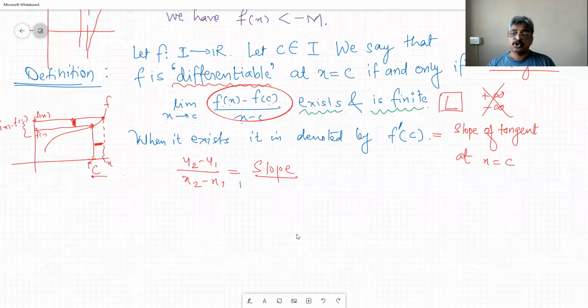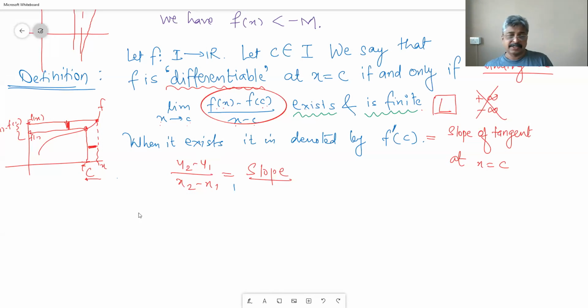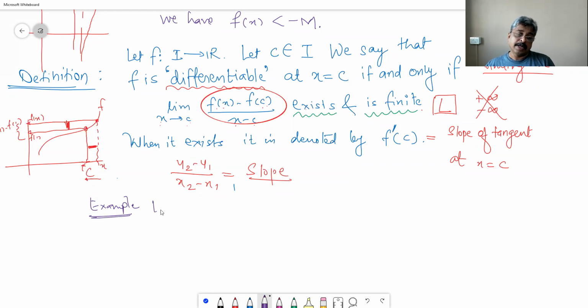Suppose I give you the simplest and most friendly function f of x. Example: let f of x be equal to x raised to 4. For example, find f dash at 2. Suppose this is the question. Now in physics you are aware of how to find the derivative of this, but now we are going to do it. Maybe because this is the first problem, I will show you how to do it.